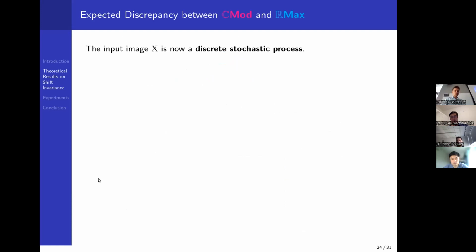Therefore, we introduce a probabilistic framework in which the input image is considered as a discrete stochastic process. And the quantity of interest is the following one. It's a random variable, actually, and is defined as the Euclidean norm of the difference between the outputs of the 2 operators, normalized by the Euclidean norm of the modulus operator.